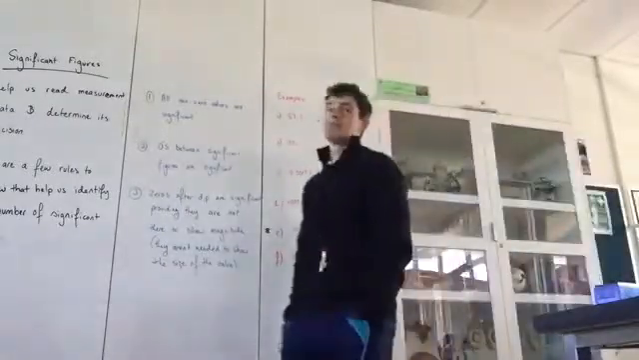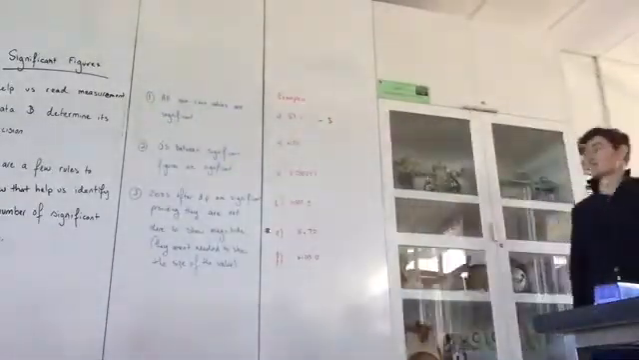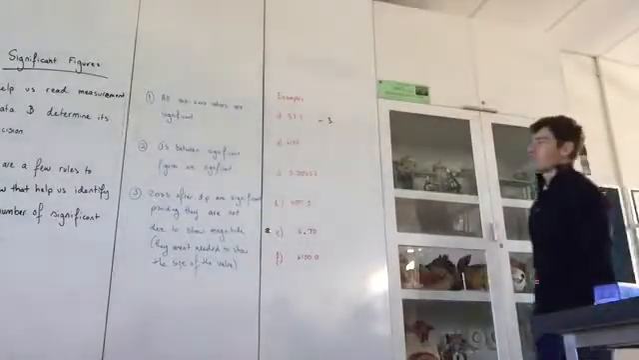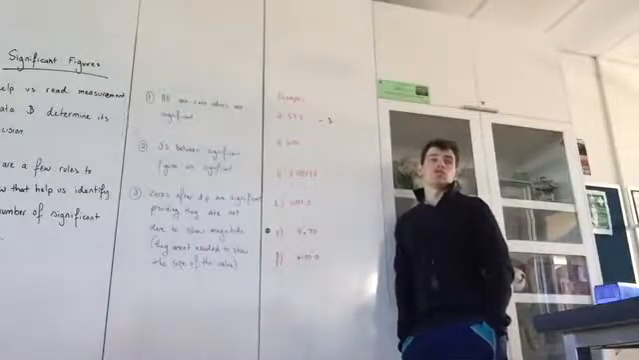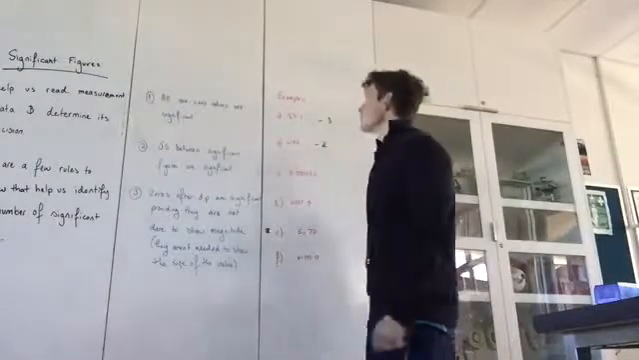Question B. Example B. We have 6,100. How many significant figures do we have in 6,100? Do we have 1? Do we have 2? Do we have 3? Do we have 4? Do we have 5? The answer is 2.